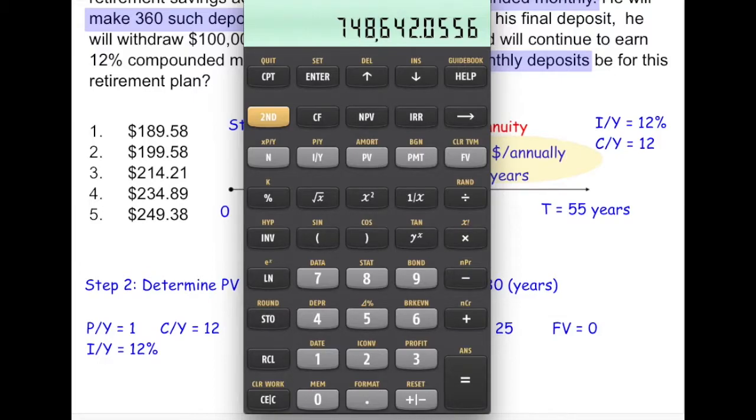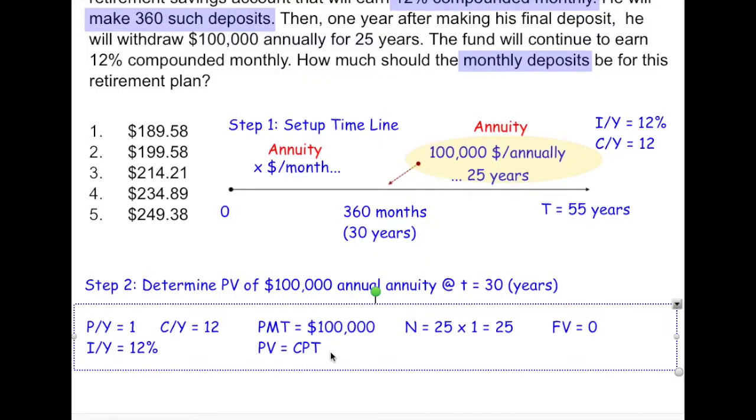And I'm simply going to press STO followed by 0 in order to save the number in button 0, or I can press STO 1 if I wanted. So now we have the present value at time 30 of these $100,000 withdrawals. So we know the amount of money that we would need to have in our account at time 30.